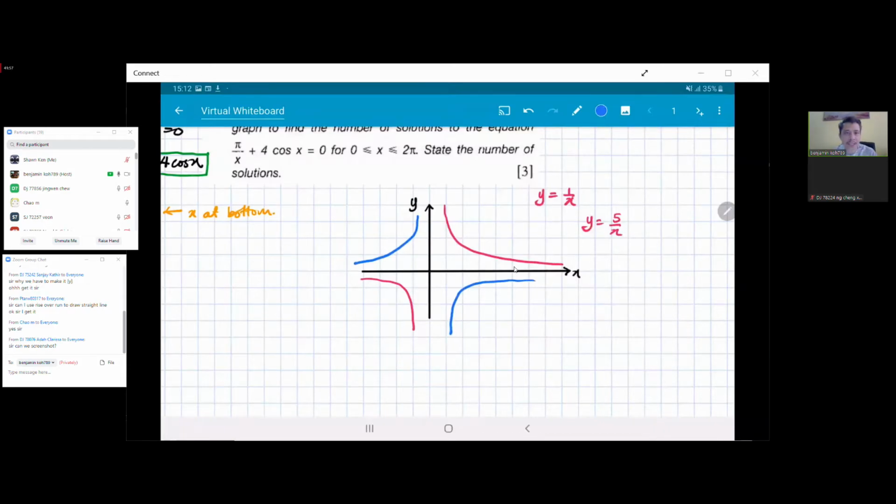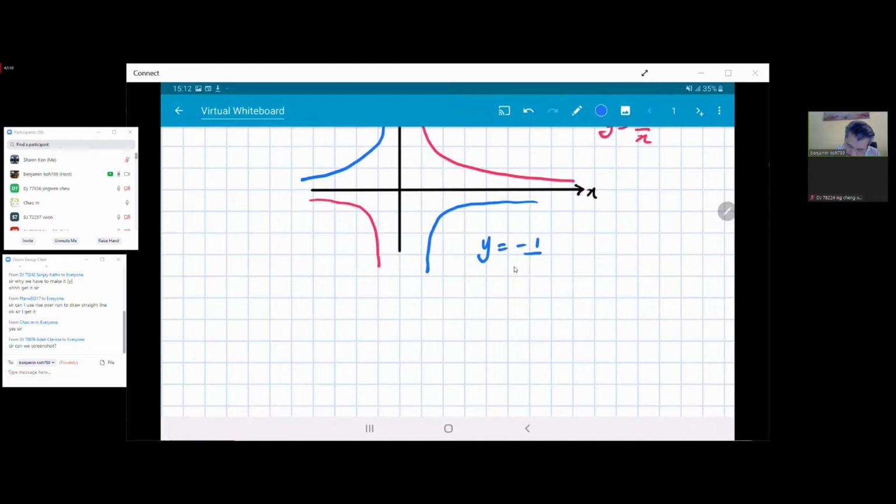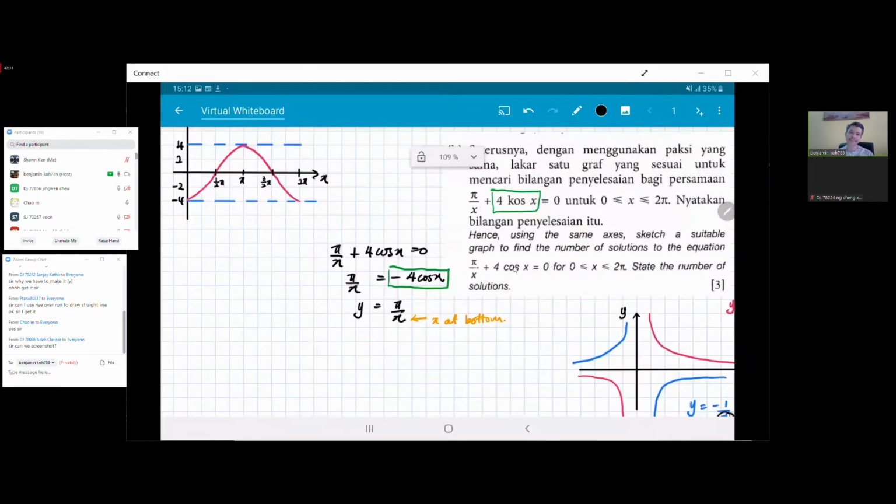The red one is the graph with positive value. The blue one is the graph with negative value. So for example the blue one can be y equal negative 1 over x, or y equal to negative, let's say for example, 3 over x. Can you understand? Whatever the case is, the feature of the reciprocal graph is that the x is always at the bottom. So you be smart. For this kind of question, number 1, do not draw a straight line. Because you see x at the bottom, this is a reciprocal graph.